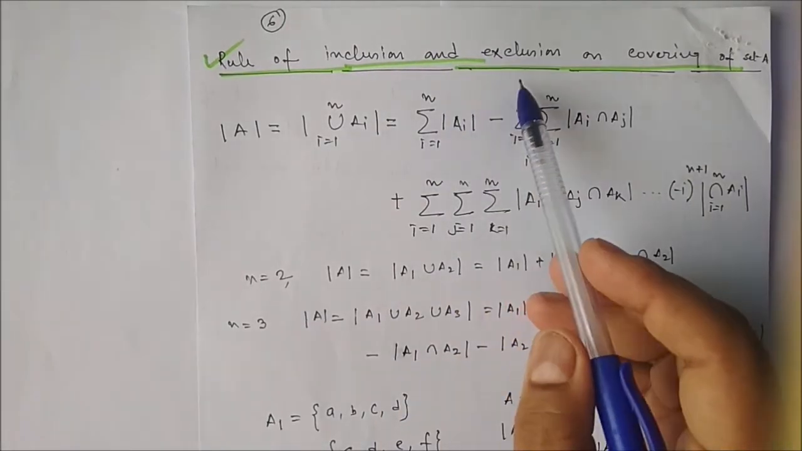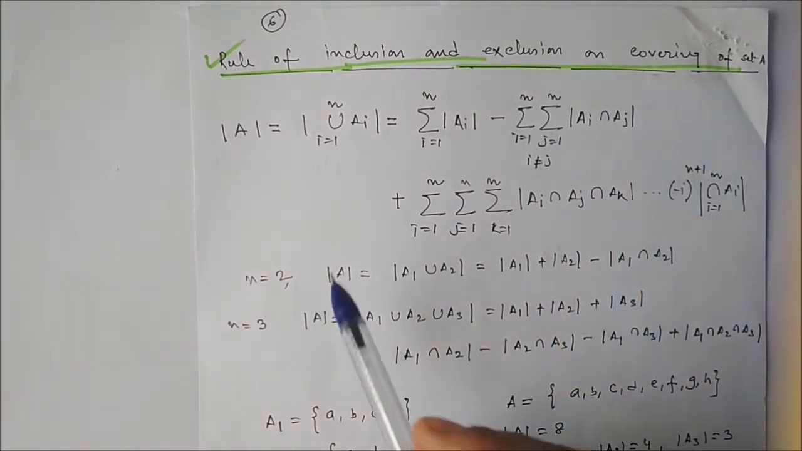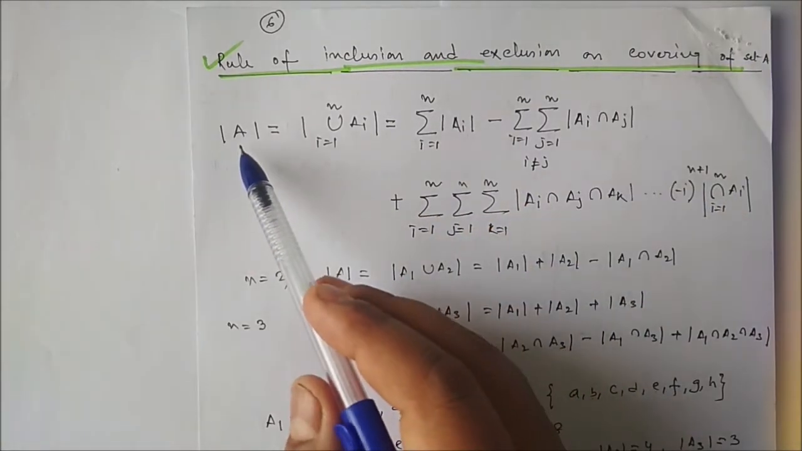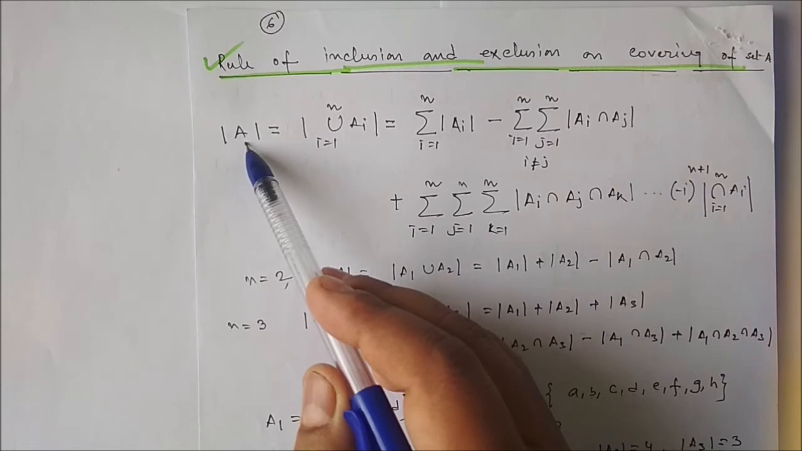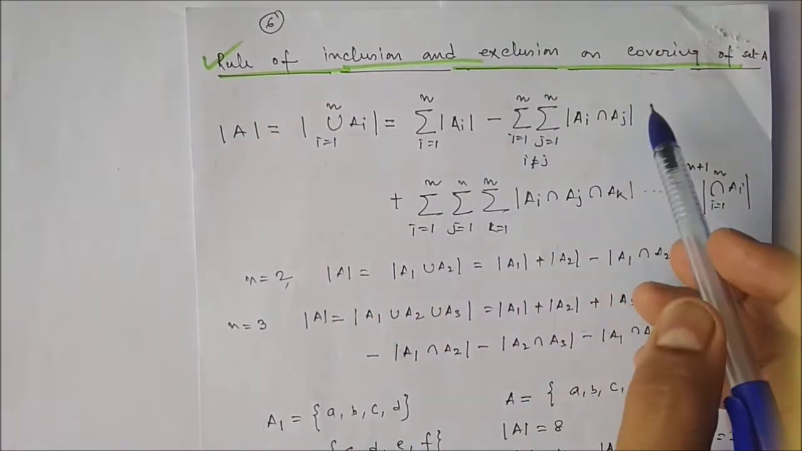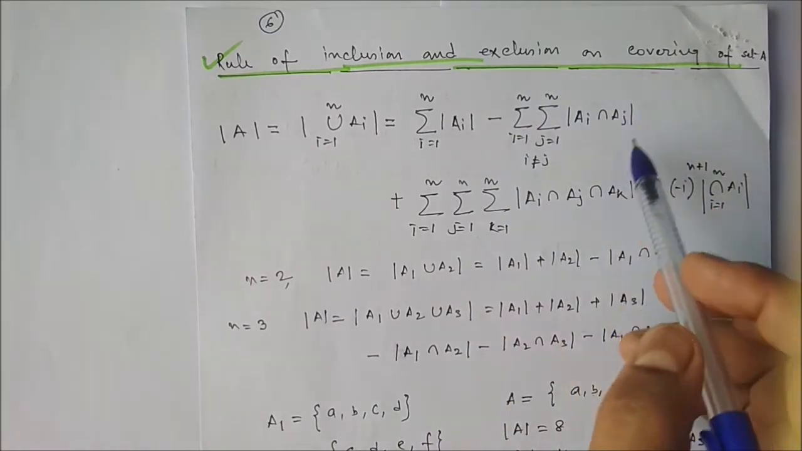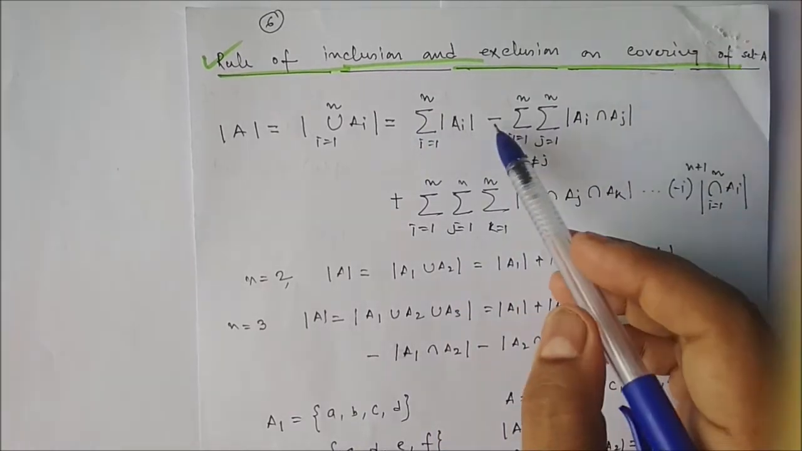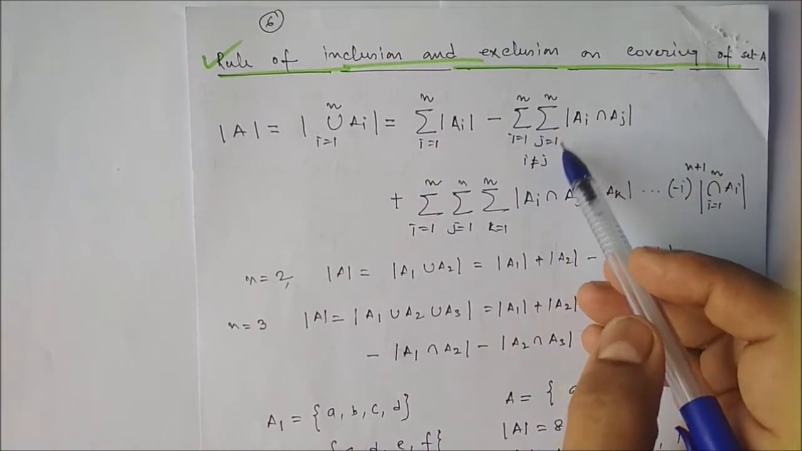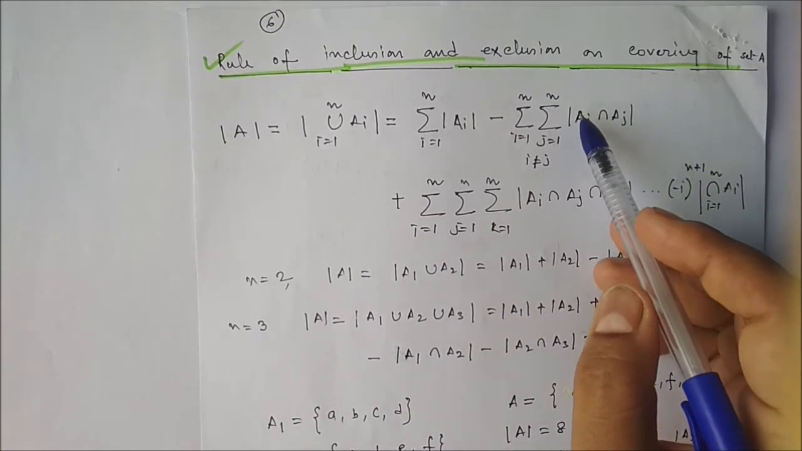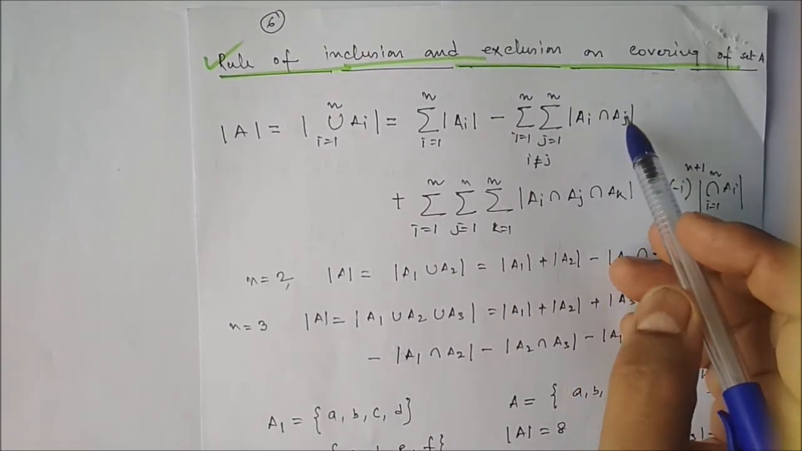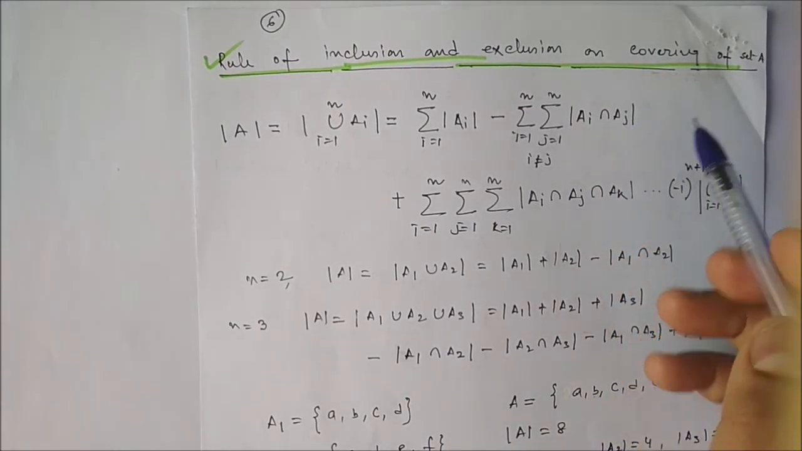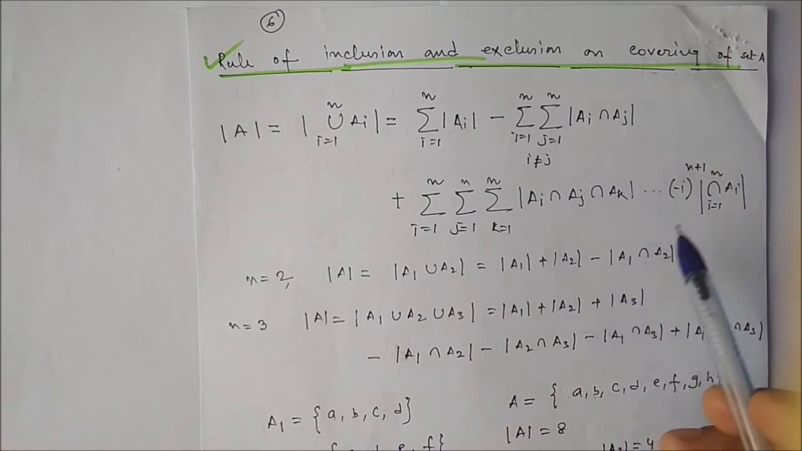Now the rule of inclusion and exclusion on a covering of set A. If it is a covering, then what is the generalized formula? If you want to know the total number present in A, you have to take the union of the sets. But to get the value, we have to apply this formula: summation of i equal to 1 to n of cardinality of Ai, minus summation of i equal to 1 to n, summation of j equal to 1 to n, i not equal to j, of the cardinality of the intersection of both sets Ai and Aj, and so on. We use this formula to get the answer.